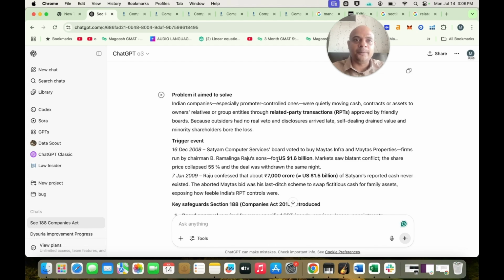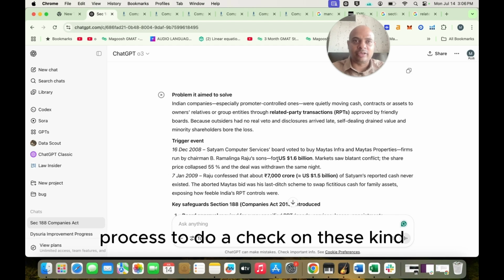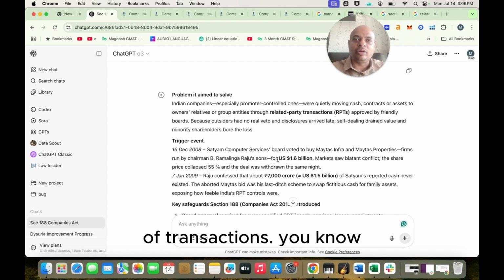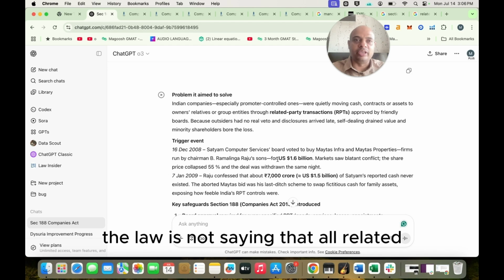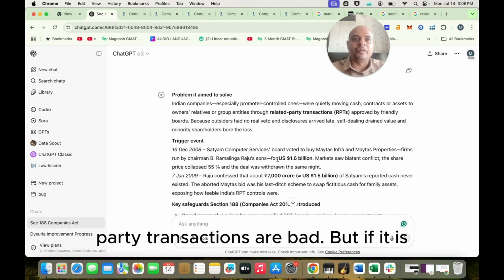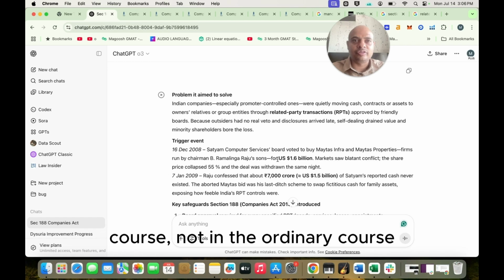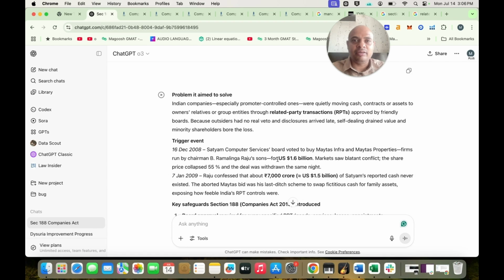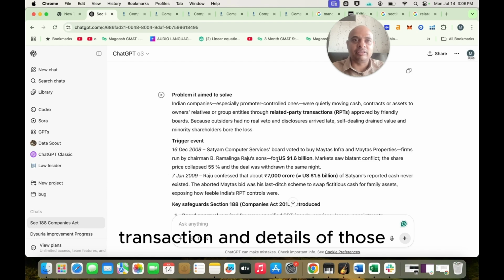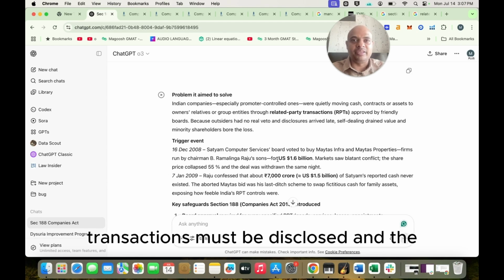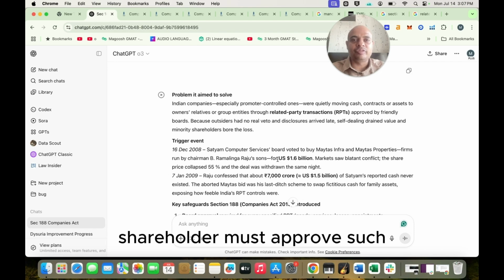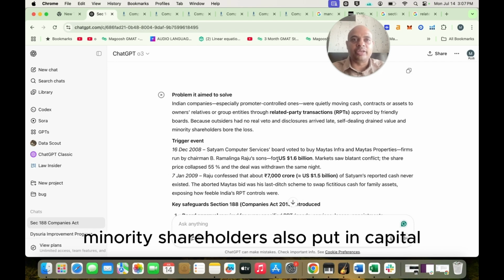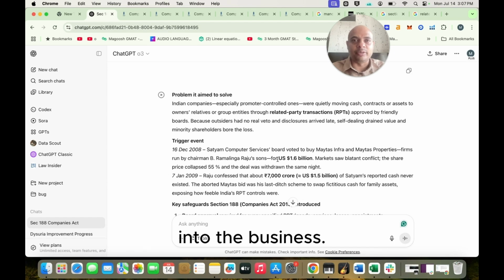So there must be a process to do a check on these kinds of transactions. The law is not saying that all related party transactions are bad, but if it is a transaction that's not in the ordinary course, and it is not on an arm's length basis, then there must be notice to the shareholder that the company is about to conduct such transaction, and details of those transactions must be disclosed, and the shareholder must approve such transactions, because ultimately minority shareholders also put in capital into the business.